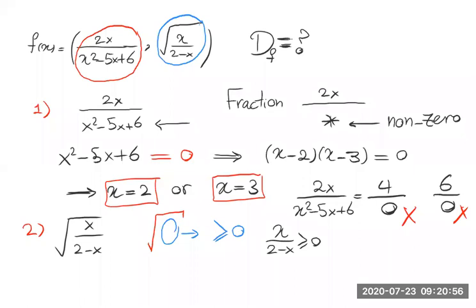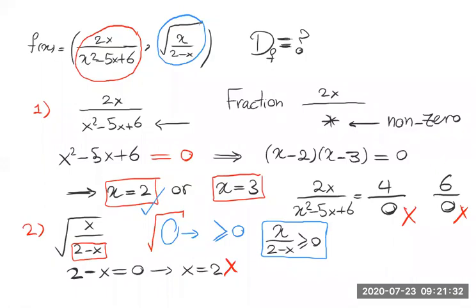The second thing is that here we also have a fraction. So the denominator again should be non-zero. So 2 minus x is not allowed to be 0. Well, when does that happen? That happens when x is equal to 2. So x equals 2 is also not allowed, which we also had before. So it's not a new condition. Okay, now we should solve this thing.